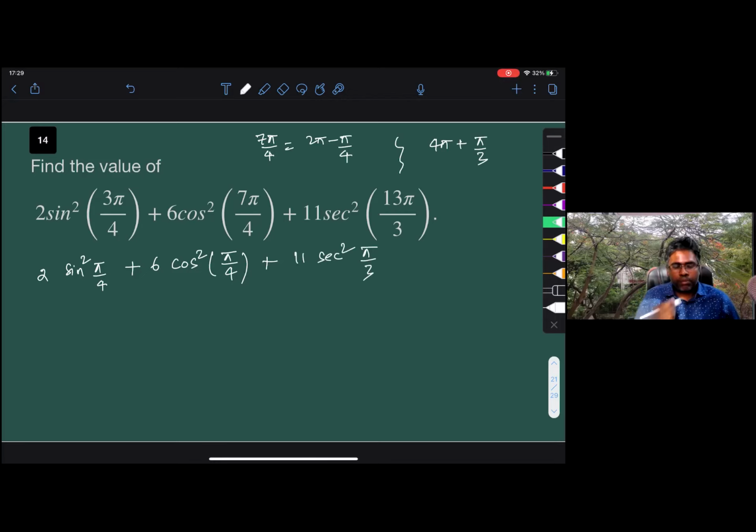So what is sine pi by 4? It is 1 over root 2. Okay, but I need to square that. And cos pi by 4 is also 1 over root 2, but I need to square it.